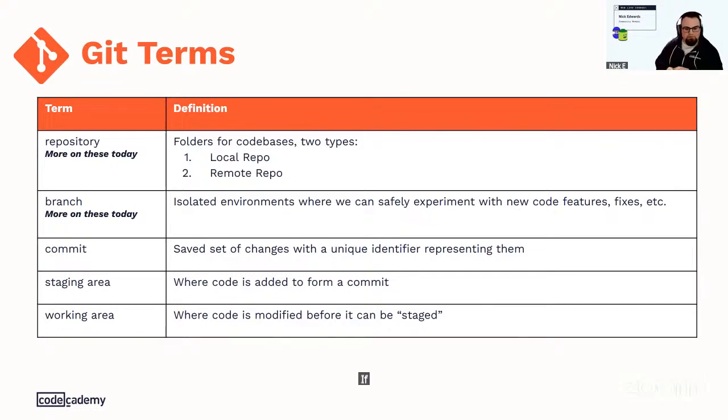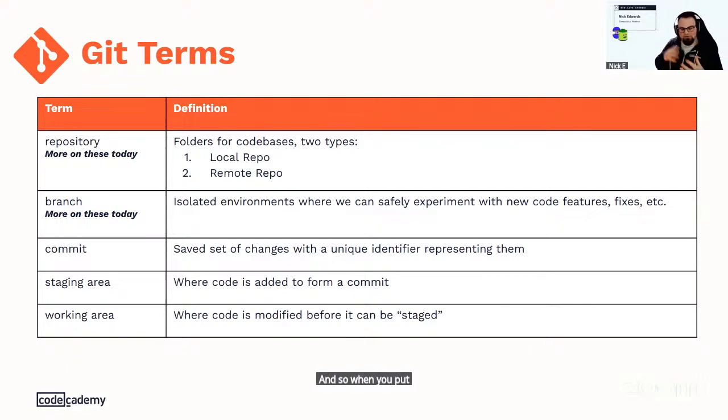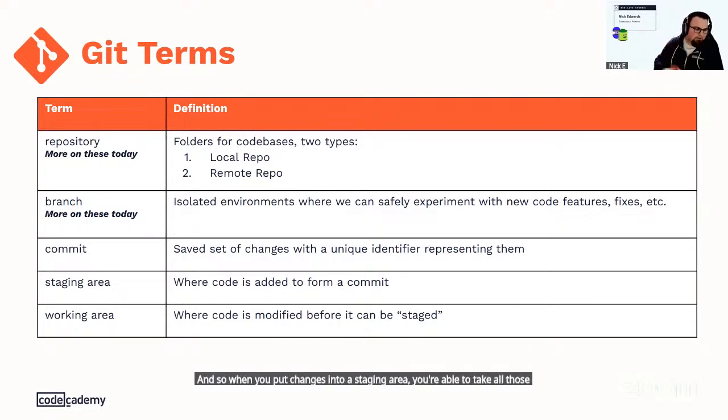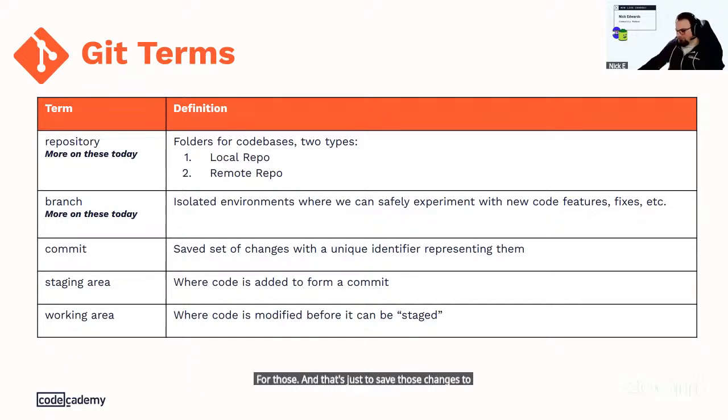If you're familiar with some of the commands like git status, that shows you the status, or the difference, so to say, between your working area and staging area. Are there new files that have been added? Are there new changes that have been picked up on? And so when you put changes into a staging area, you're able to take all those changes and form a commit for those, and that's just to save those changes to your code base, so to say.